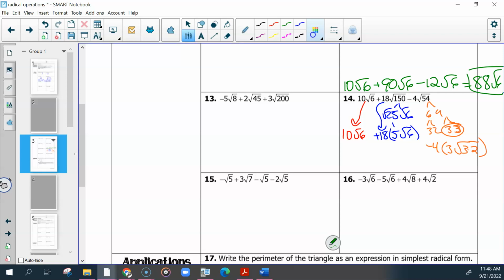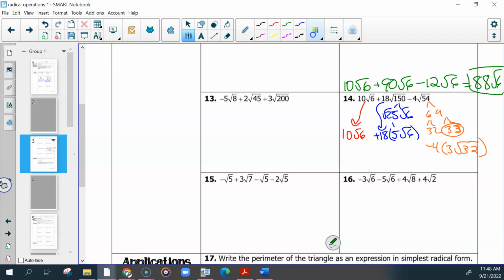So sometimes you'll end up with a one-term answer, sometimes you'll end up with 2, 3, 4. It depends on how many you start with, and how many are like terms at the end. Sometimes you could get 4 different radicands, and they're all not the same. So it really just depends.